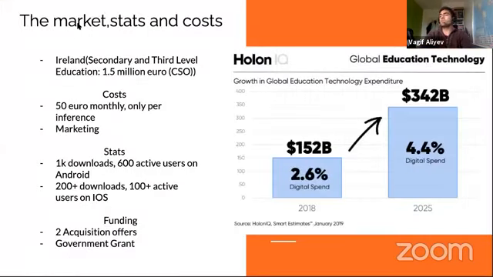So a few things about the market, some statistics, costs, and funding. I'm currently in Ireland. In our domestic market, there's 1.5 million euro spent on educational technology, according to the Central Statistics Office of Ireland. And there are currently 1 million higher level education students. This does not include tertiary education. So there's a huge market for us.